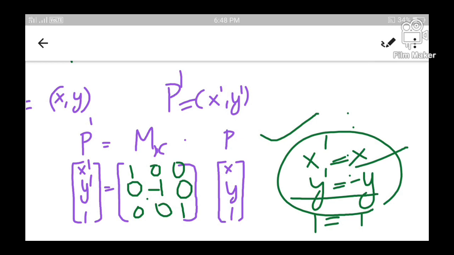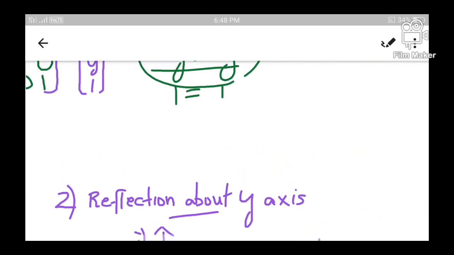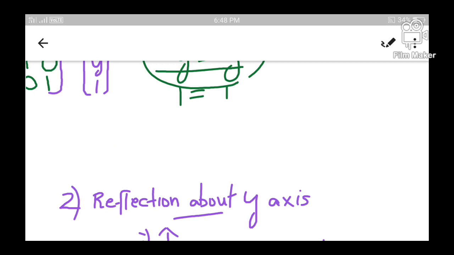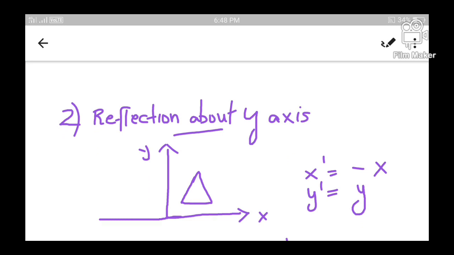Proceeding on to the second type of reflection in two-dimensional frame, it is reflection about y-axis. So the first was reflection about x-axis. Now I am going to do a reflection about y-axis. Let us consider the figure again. This is the figure given. Two axes are there, x and y. Object is given to you. This is a two-dimensional object, and I am going to do the reflection about y-axis, that means about this particular axis.